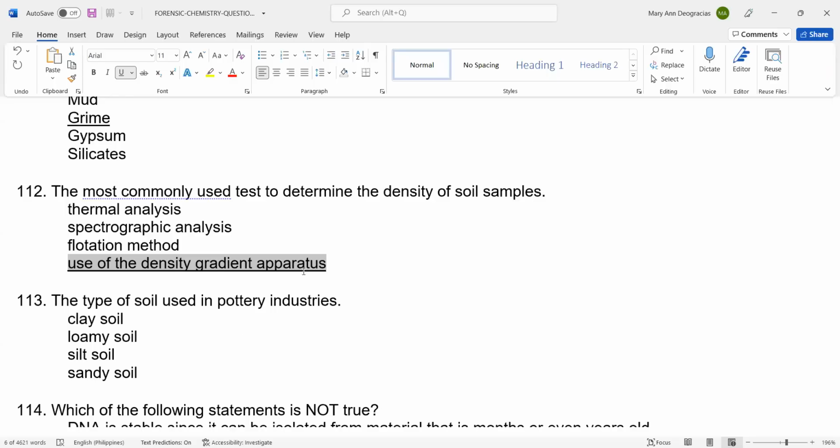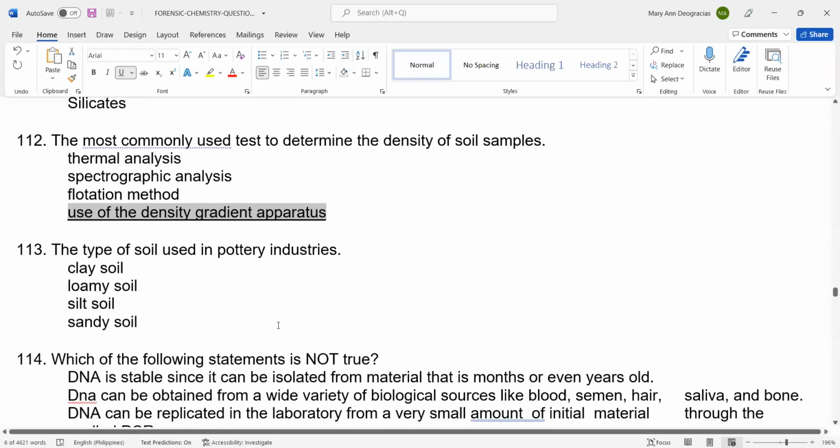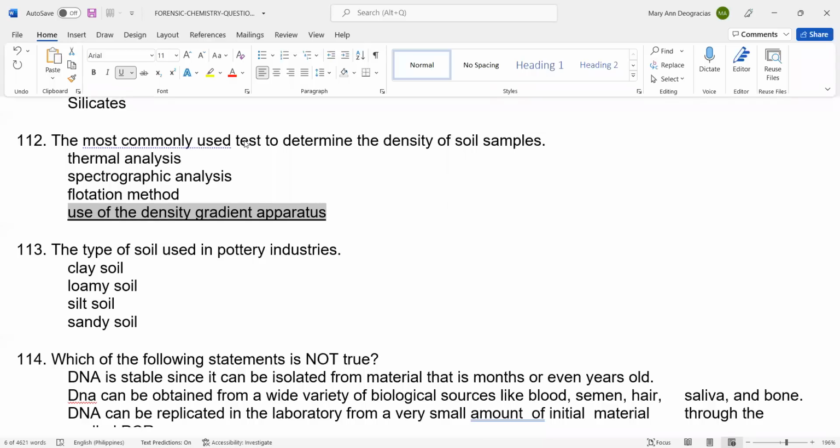Number 113. Use in pottery industries. Alin dyan? Ang ginagamit sa paggawa ng mga palayok, banga, tsaka mga pots para sa mga plant pots. Okay, it is the letter, bakit letter D? Letter A. Okay. So this is letter A.